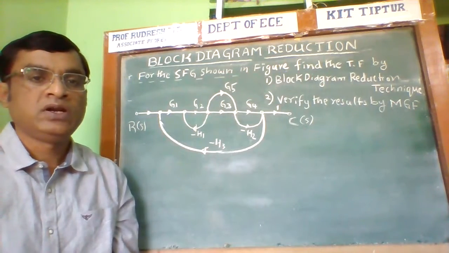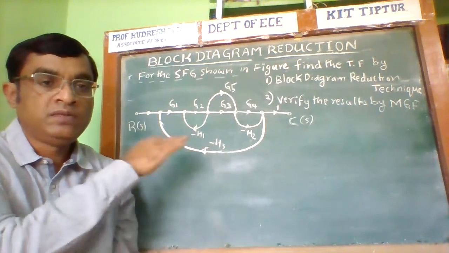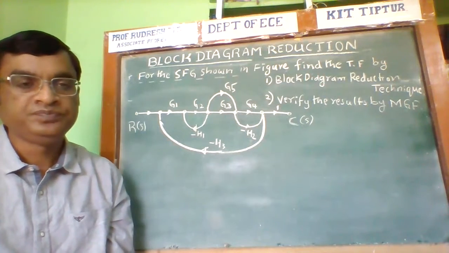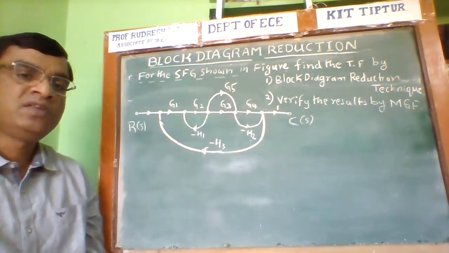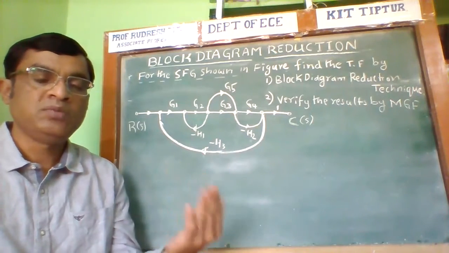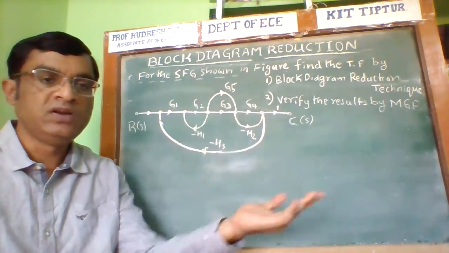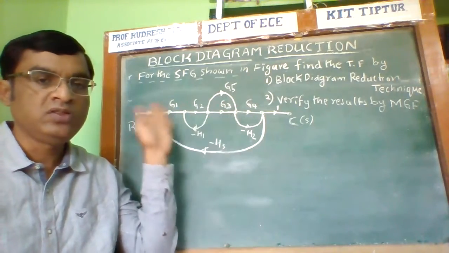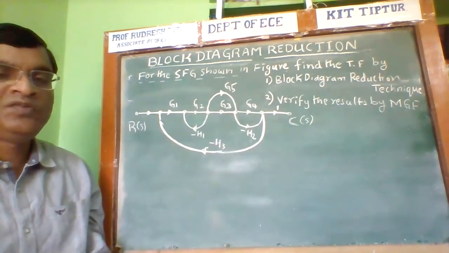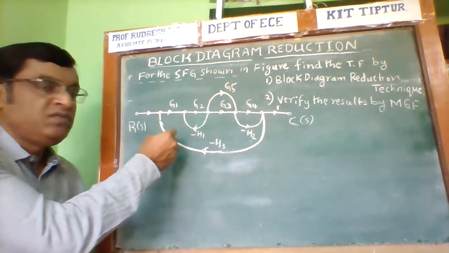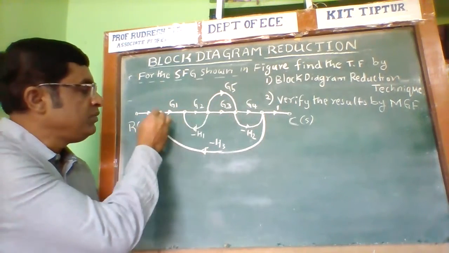So, as the first step, if the signal flow graph is given, how do we convert it into a block diagram? Here we are familiar with how to convert the block diagram into the signal flow graph. Similarly, we should convert the signal flow graph into the block diagram. Before that, the first step is to name the nodes.